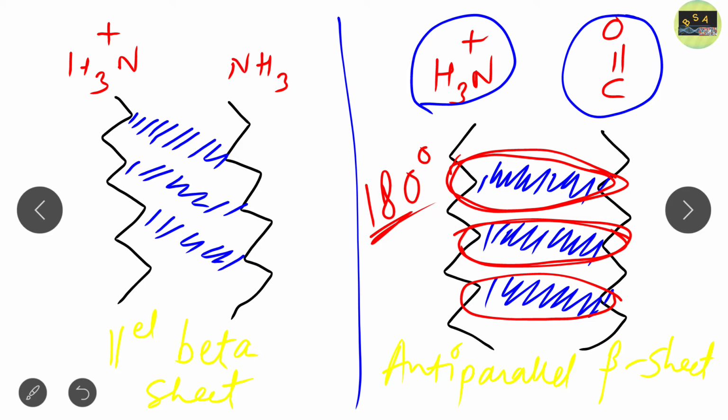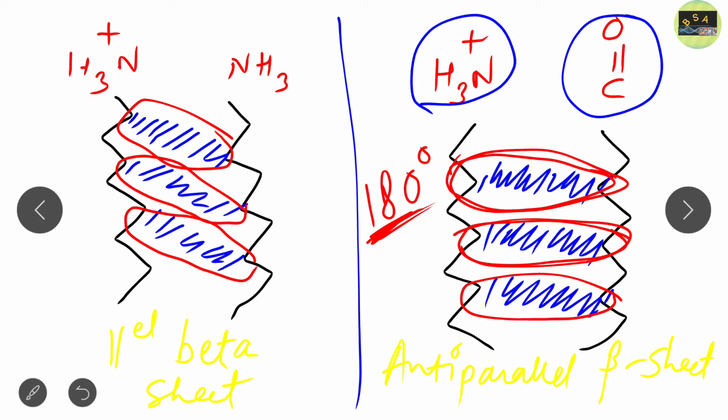That's why the anti-parallel beta sheet is more stable compared to the parallel beta sheet, because in the parallel beta sheet you can see it is like this, not 180 degree. So this is the basic reason that the anti-parallel beta sheet is more stable, due to the formation of hydrogen bonds at a 180 degree angle. Clear? Or you can also say that anti-parallel beta sheets are more stable because fully collinear hydrogen bonds are formed, like this.